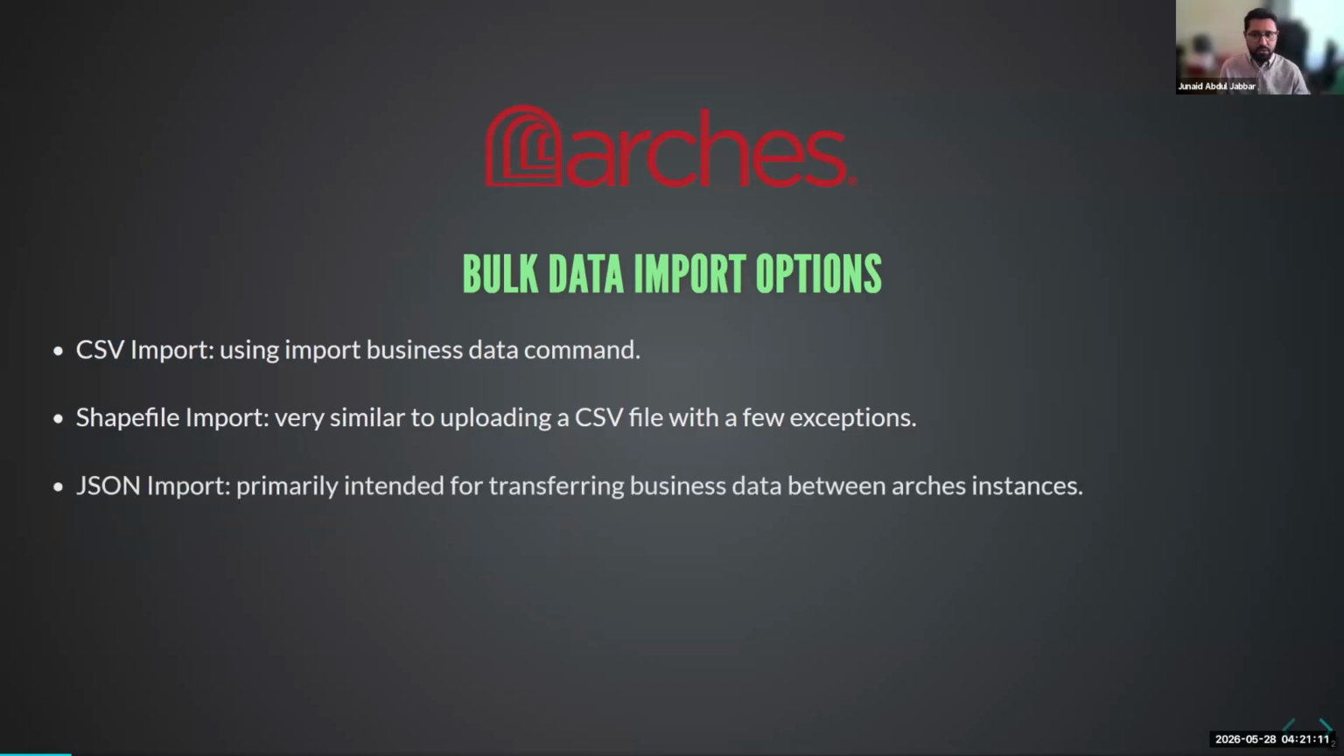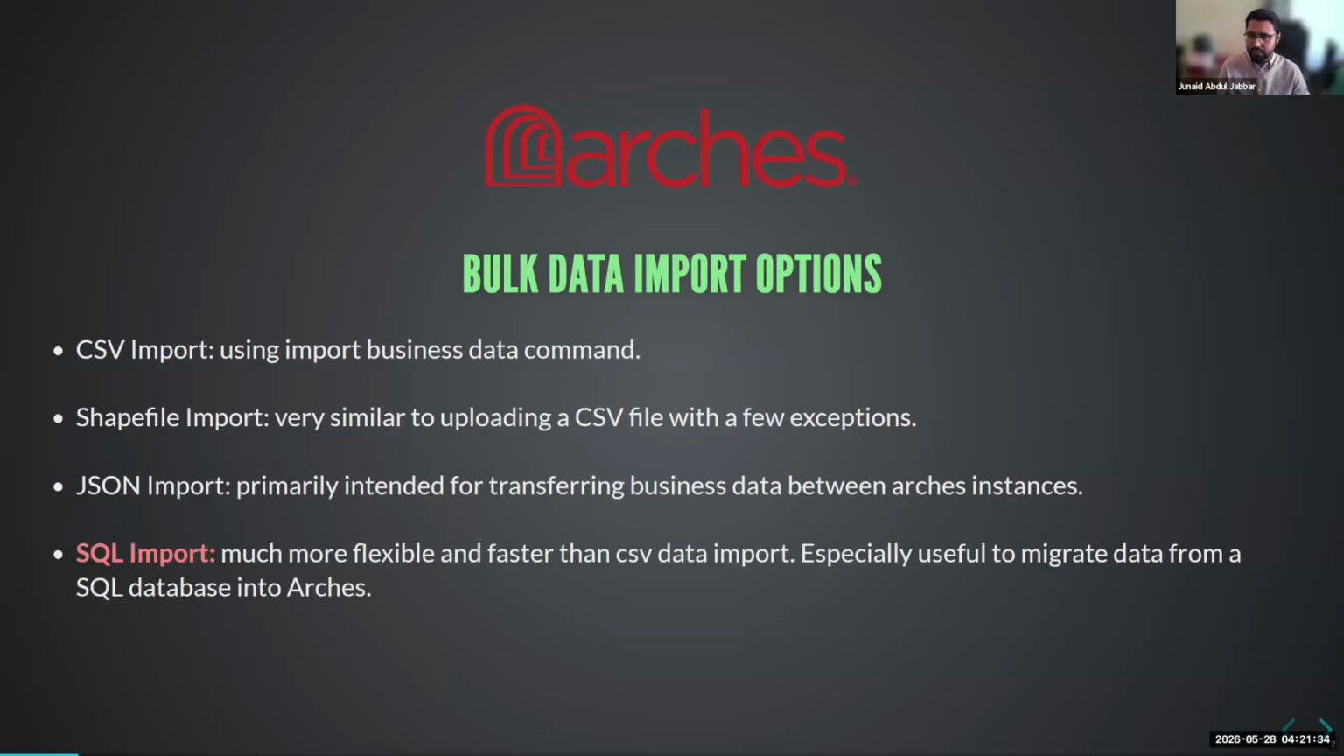Then we have JSON import, which is primarily intended for transferring business data between Arches instances. So each of these has its own limitations and uses. But these first three options were available when we started working with Arches a few years back on Arches version 5.1. And I think with the release of version 6.2, if I remember that correctly, SQL import was made available for the first time, which offers much more flexible and faster data import and is especially useful when we are migrating data from a SQL database into Arches.